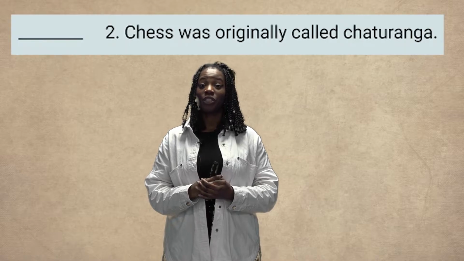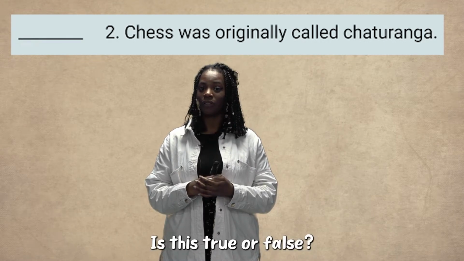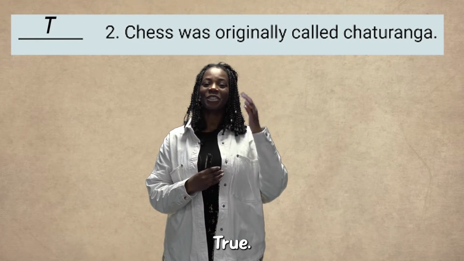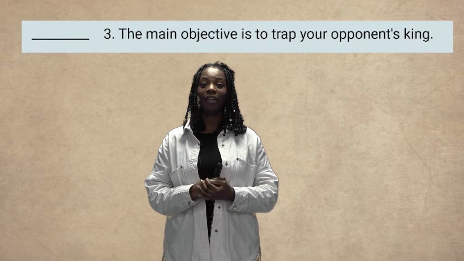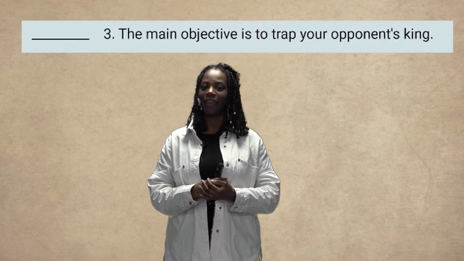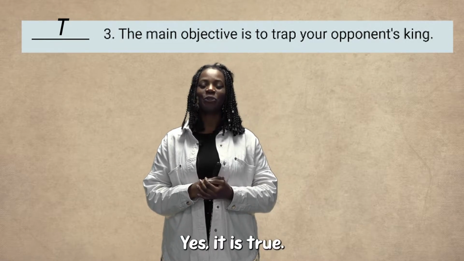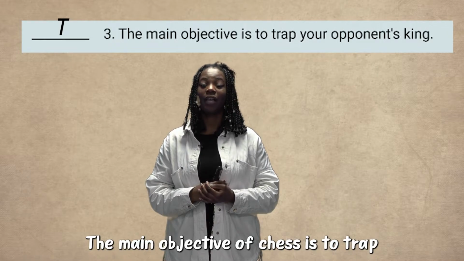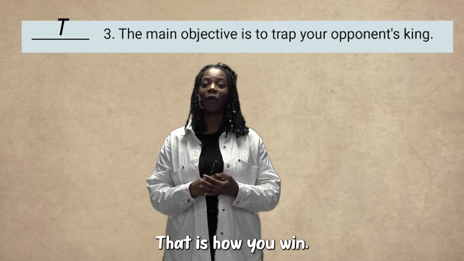Very good. Number 2. Chess was originally called chaturanga. Is this true or false? True. Very good. Number 3. The main objective is to trap your opponent's king. Is this true? Yes, it is true. The main objective of chess is to trap your opponent's king. That is how you win.